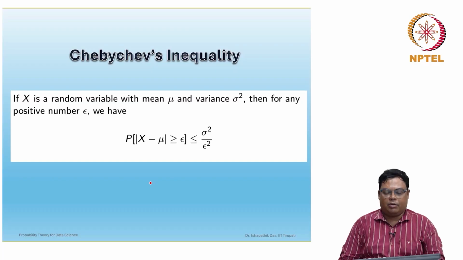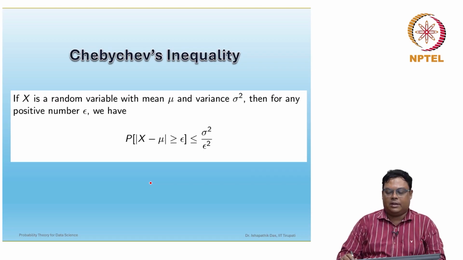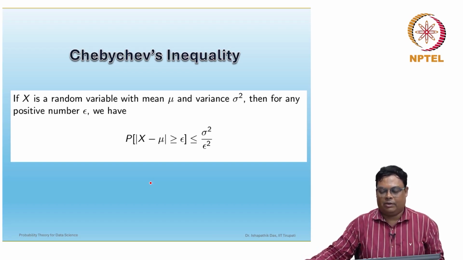Let us discuss one of the important inequalities. It is known as Chebyshev inequality. It has wide applications. Later we will see some of the applications. It says that if x is a random variable with mean mu and variance sigma square, then for any positive number epsilon, we have the probability that |x minus mu| is greater than or equal to epsilon is less than or equal to sigma square by epsilon square.